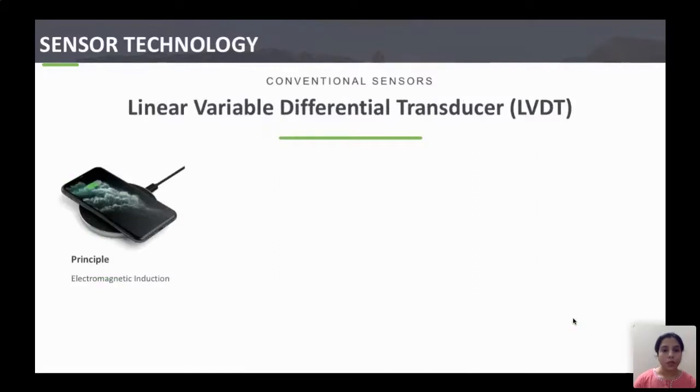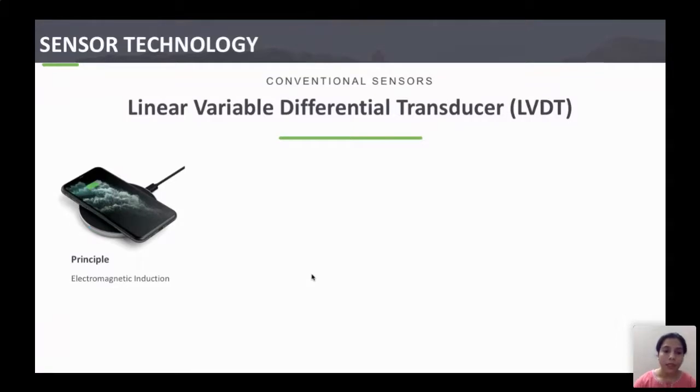Okay, so the next sensor is the linear variable differential transducer. We very frequently call them LVDTs. These sensors are used for measuring displacement. The previous ones were for strain. So they are used for measuring the displacement in structures. Now they work on the principle of electromagnetic induction. This is the same mechanism which is used for wireless mobile charging. So I'm sure some of you might have heard about it.